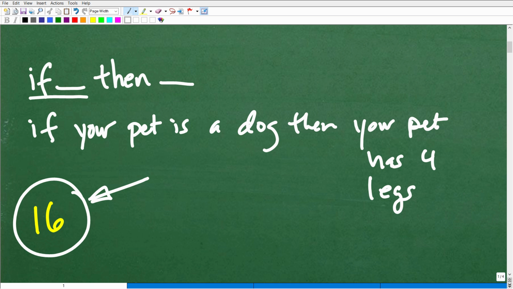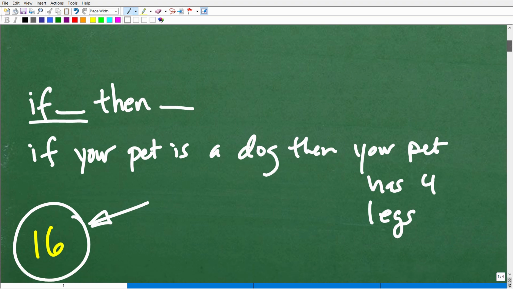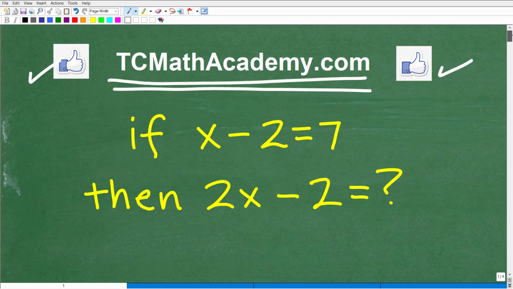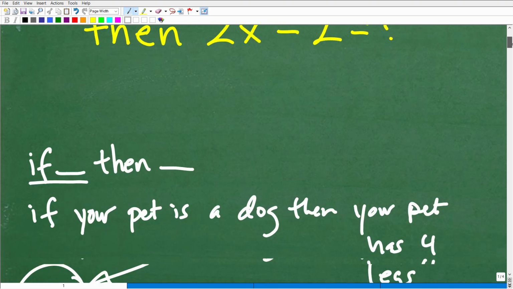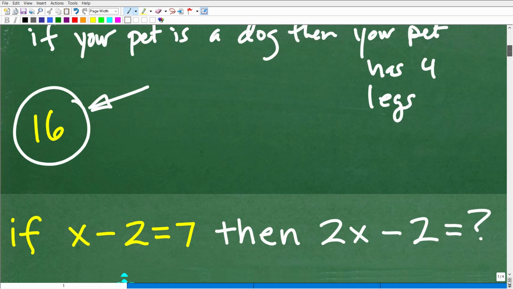This is what we call a conditional statement, right? This is really not relevant to how to solve this problem, but some of you might get tied up with the if-then conditional statements. Well, to solve this problem, it's not that difficult. Although this is a conditional statement, don't let that confuse you. Let's take a look at the answer.